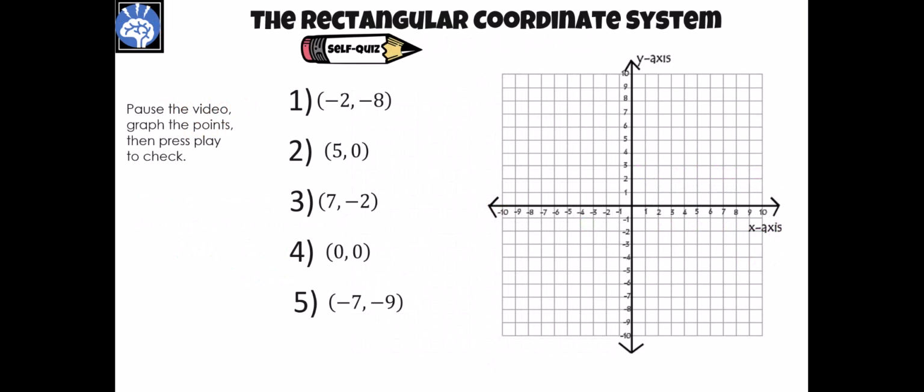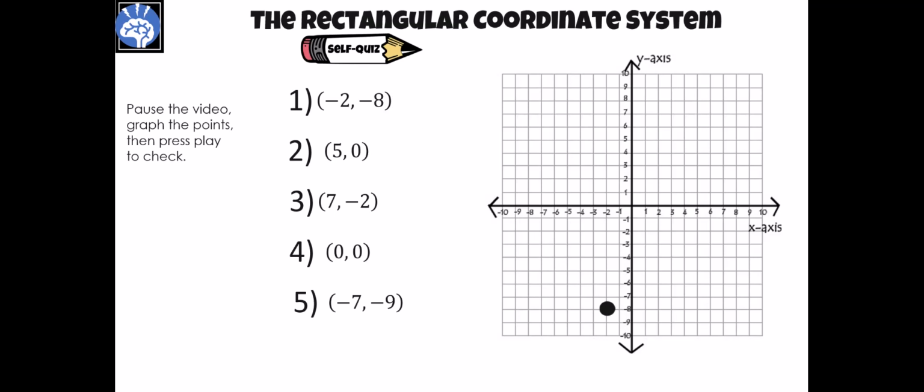All right, here's another self-quiz. Pause the video, graph the points, then press play to check. Let's see how you did. The first one is -2, -8. That means I go to -2 on the x and -8 on the y.